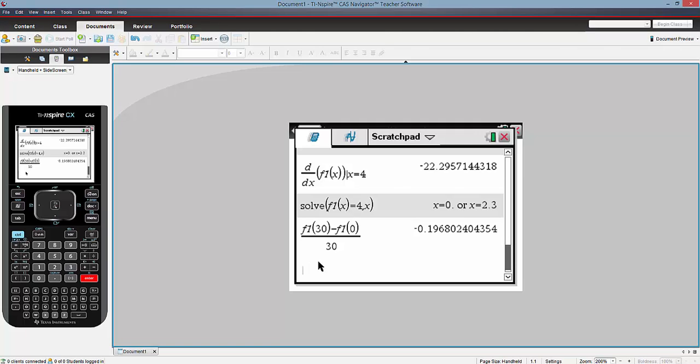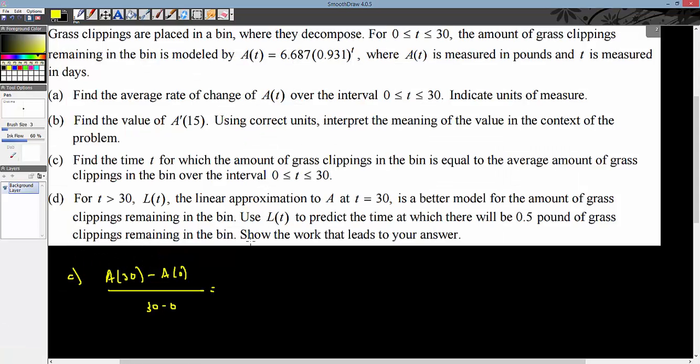So let's go ahead and see what that is. We get negative 0.197 pounds per day. Now, they don't ask you to justify or interpret the meaning of the value in the context of the problem, unlike B. So you are actually safe with this answer right here. Okay, now that is A.